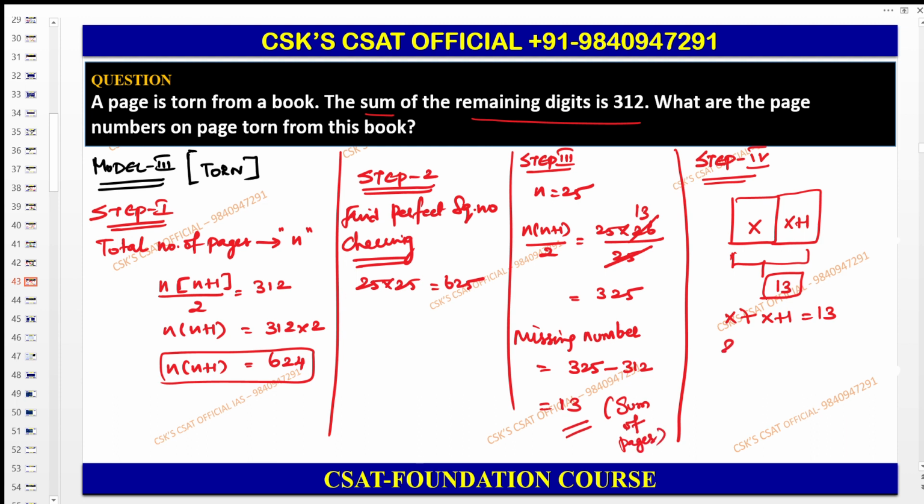Okay, now you can find out. So 13, now 2x plus 1 is equal to 13, so 2x is equal to 12, x is equal to 6. What are the page numbers? 6, 7. People getting clear? Yes, sir. Everyone? Yes, sir. Fine, very good.